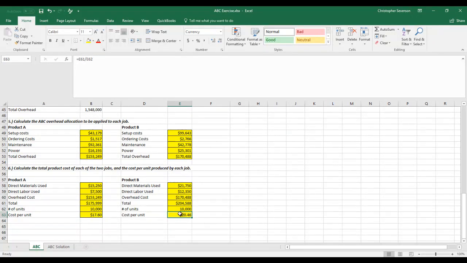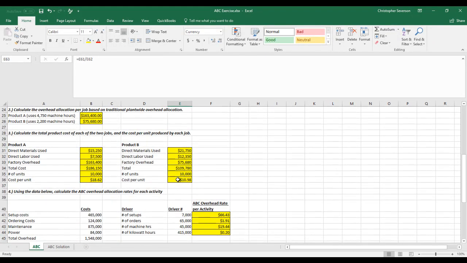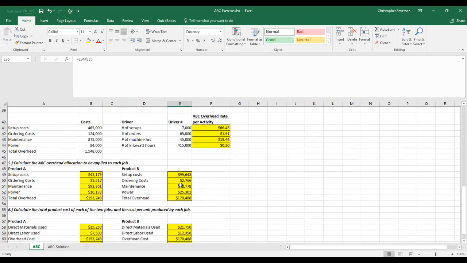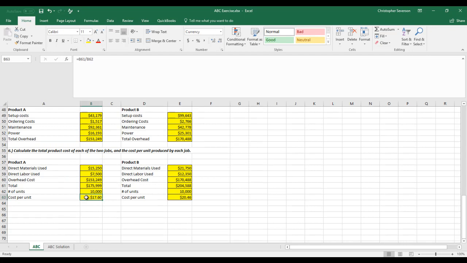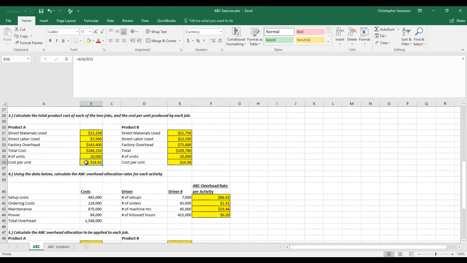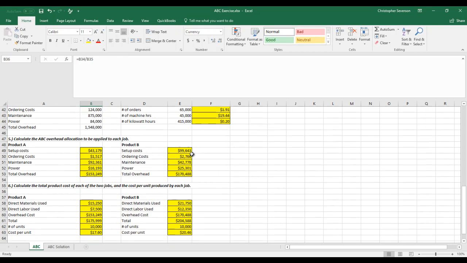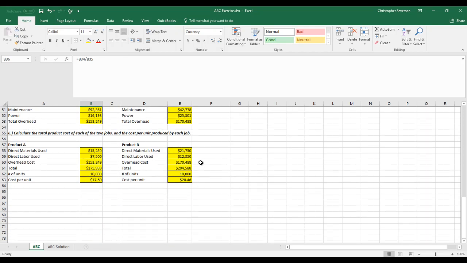Product B is $20.46 now, as opposed to $10.98. Product B really costs us twice as much as we realized, and now we realize it under ABC. Whereas product A, now it's only $17.60. We thought it cost us $18.62, so it actually cost us a little bit less than expected. It's not a perfect offset because there may be other products that use overhead in different ways as well. But what this really goes to show is that if you don't really know how the product uses the overhead, then you may be incorrectly costing your product, and that will lead to incorrect pricing of your product as well.